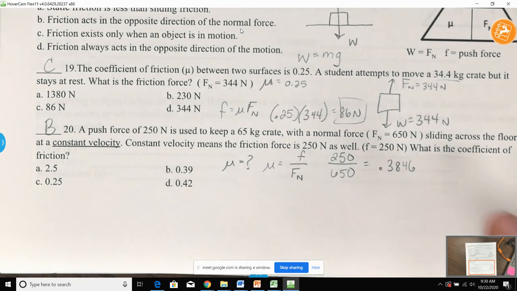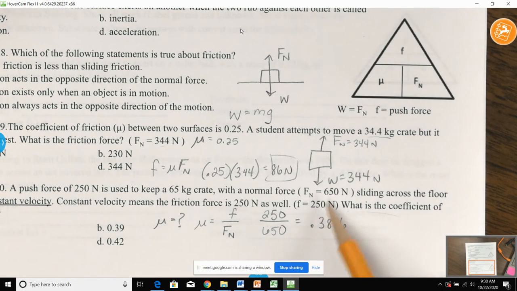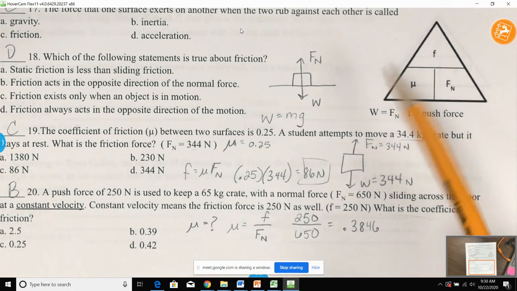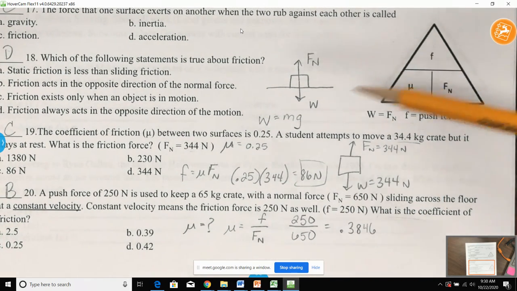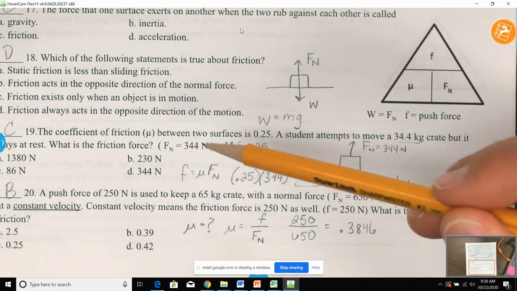So is that really bad, guys? You know what you're looking for, and you were given both of these guys. In the second one, they asked you to solve for friction, F. You were given the coefficient, which is this little U guy, and the normal force.